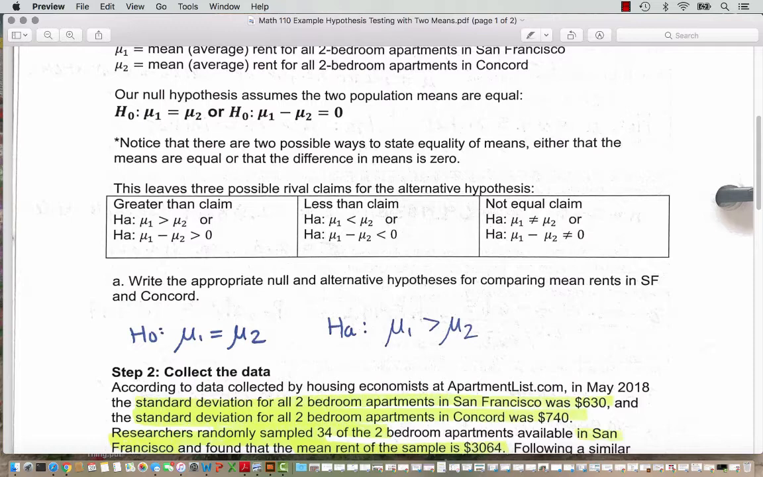So we want to write the appropriate null and alternative hypotheses for comparing the mean rents in San Francisco and Concord. So our null hypothesis here is going to say mean 1 equals mean 2, and our alternative hypothesis says mean 1 is greater than mean 2. I chose to write these hypotheses the first way. You could definitely write it the second way as well, your choice.